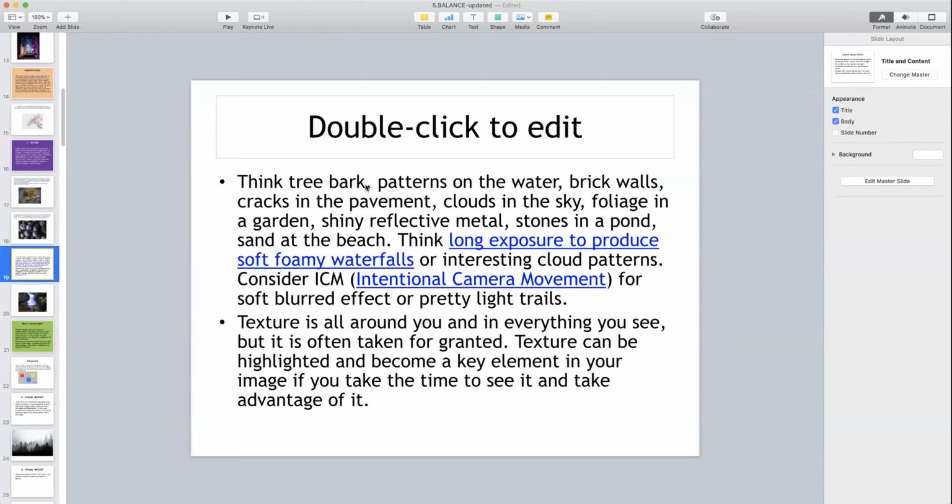So think tree bark, pattern on the water, brick walls, crack in the pavement, cloud in the sky, foliage in the garden, shiny reflective metal, stone in a pond, sand at the beach. Think long exposure to produce soft foamy waterfalls. मैं भी बताता हूँ ये क्या चक्करबाजी है. और interesting cloud patterns. Consider ICM, intentional camera movement. इसके बारे में थोड़ा बताता हूँ मैं आपको. For soft blurred effect or pretty light trail.